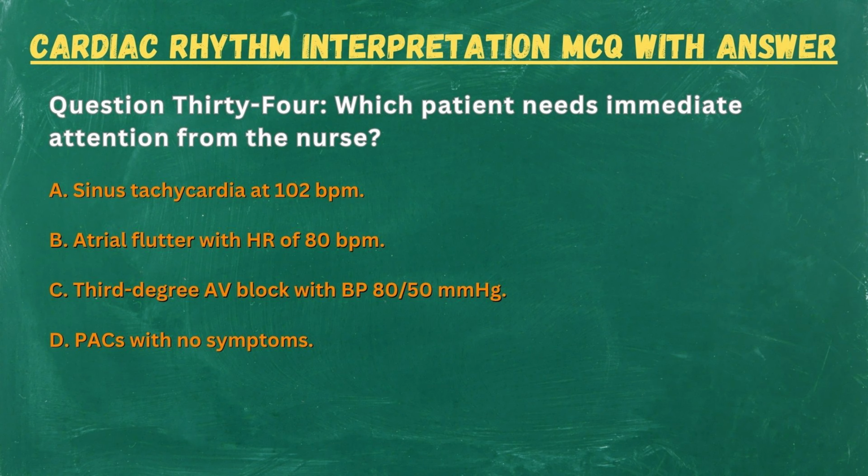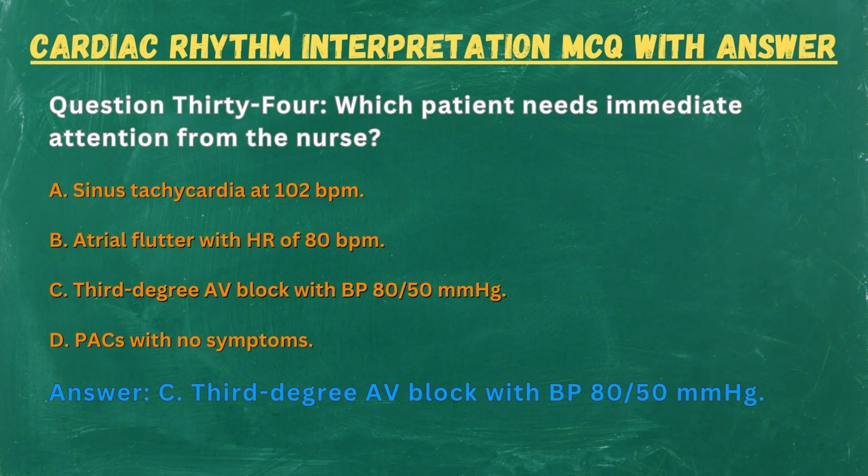Question 34. Which patient needs immediate attention from the nurse? A. Sinus tachycardia at 102 BPM. B. Atrial flutter with HR of 80 BPM. C. Third-degree AV block with BP 80/50 mmHg. D. PACs with no symptoms. Answer: C. Third-degree AV block with BP 80/50 mmHg.